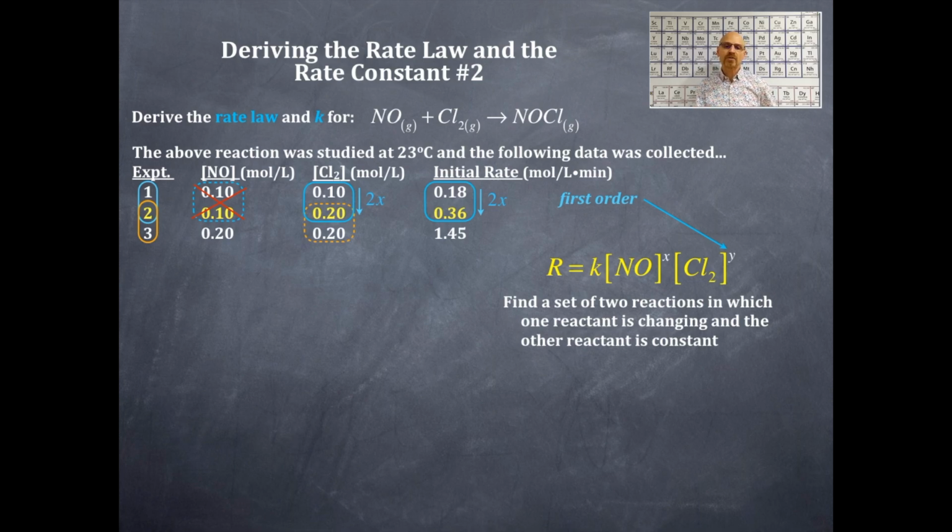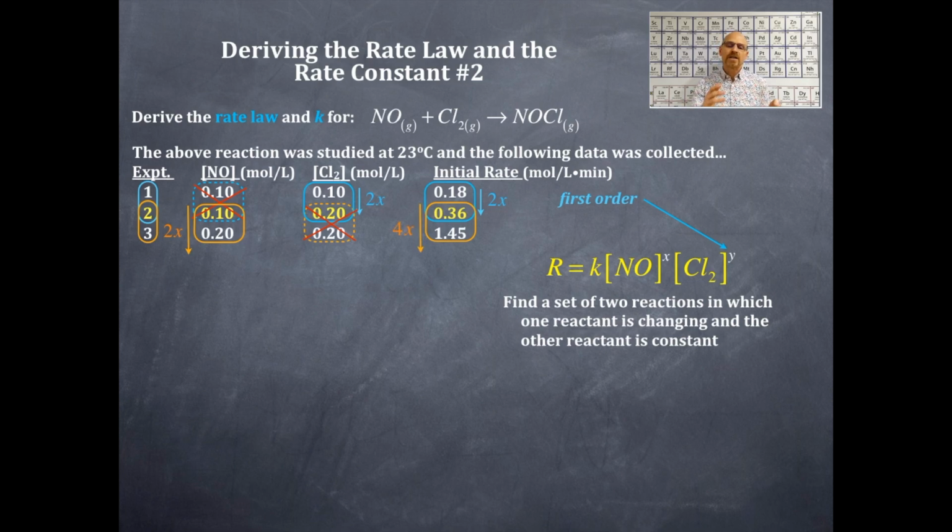With experiments 2 and 3, you should see that the Cl2 at 0.2 is being held constant for both reaction 2 and reaction 3. So we're going to delete this out, and it's being held constant. Therefore, the initial rate is dependent only on the NO and independent of the Cl2. All right, so we're going to look at reactions 2 and 3, and we're going to look at the concentration of the NO. It's going from 0.1 to 0.2. That is a doubling. Then we're going to look at the 0.36 and the 1.45, and that is a quadrupling.